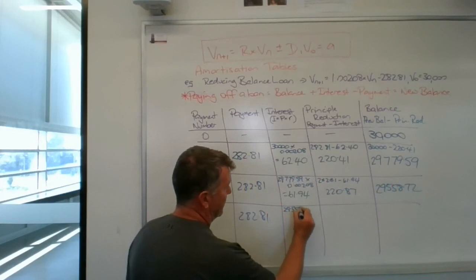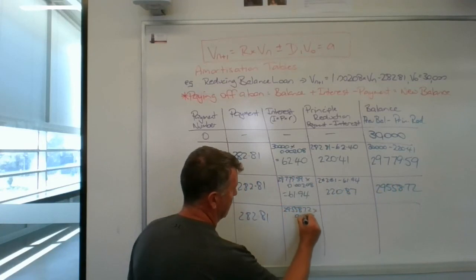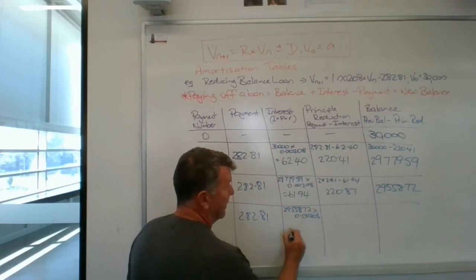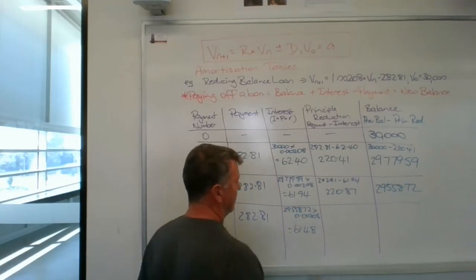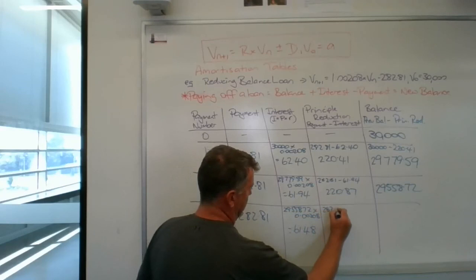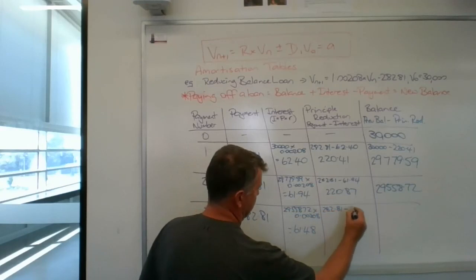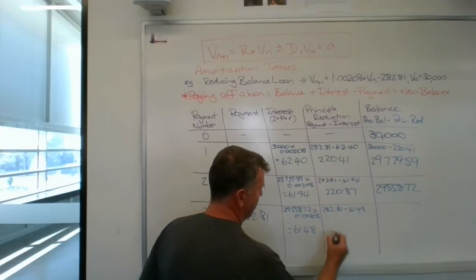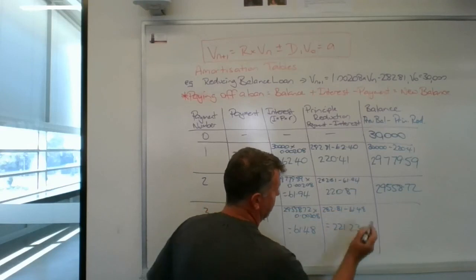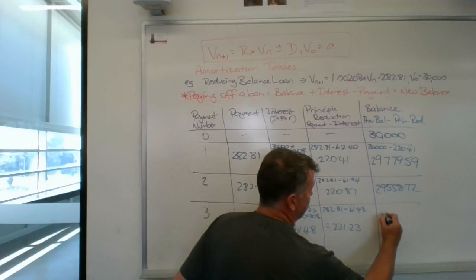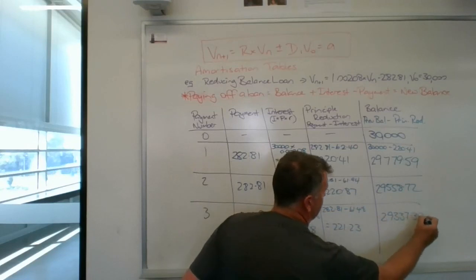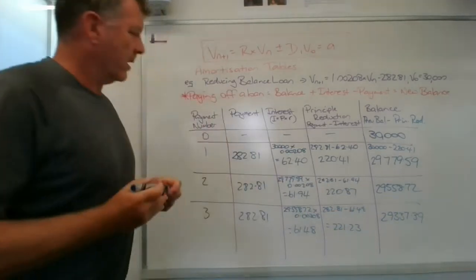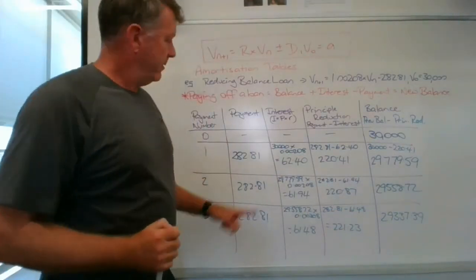Third time through, 29,558.72 times 0.00208 equals $61.48. For this one, 282.81 minus 61.48, which is our interest, equals 221.23, giving us our final balance after the third one of 29,337.39.